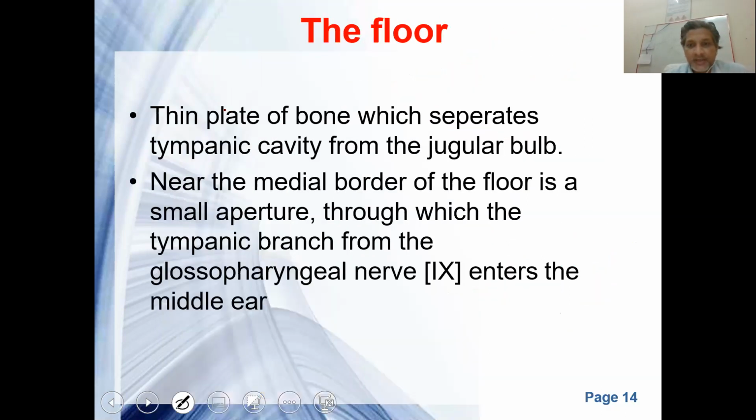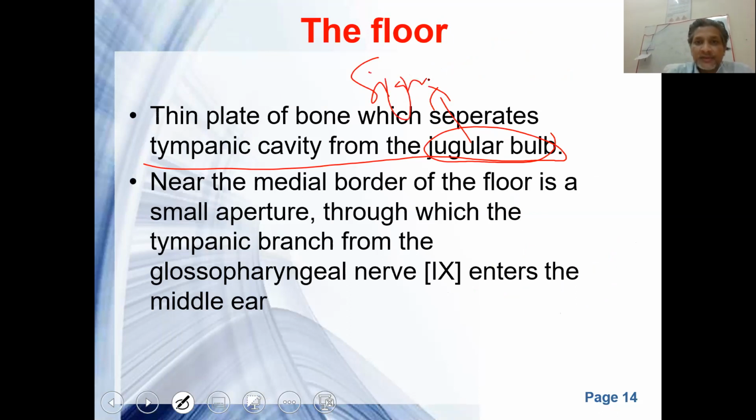So next is the floor. Obviously, we have already discussed the tympanic cavity. The floor is lined by the jugular bulb. The jugular bulb is a continuation of the sigmoid sinus.